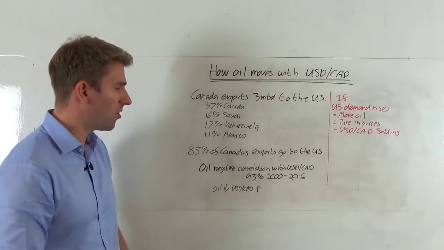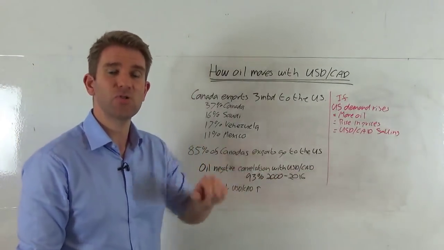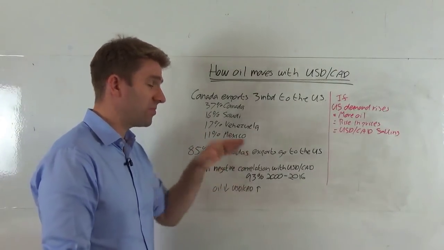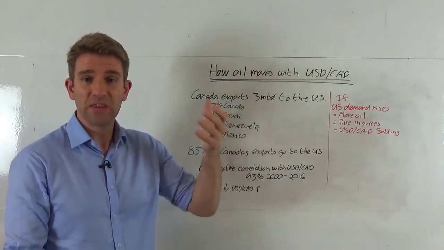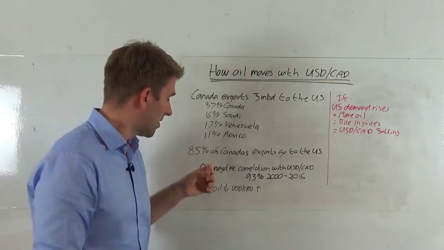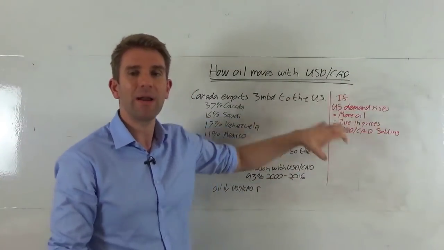93% negative correlation with the US dollar CAD from the year 2000 to 2016. That's super interesting. All right, so oil has got a negative correlation, which generally means just literally the opposite happens. So when crude oil goes down, USD CAD goes up. When crude oil goes up, USD CAD goes down, just exactly like we outlined in here.